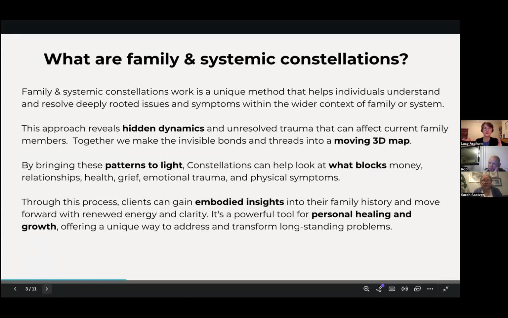And so in this work, we can actually make some of those invisible bonds more visible. If there are people in a workshop, we can put them into a sort of moving 3D map, inviting them to come and be representatives for the issue holder. We actually see the interconnectedness and how one person relates to another element. So we're highlighting and uncovering these hidden, unconscious patterns that go on within the family system, and we're looking at really what blocks it.